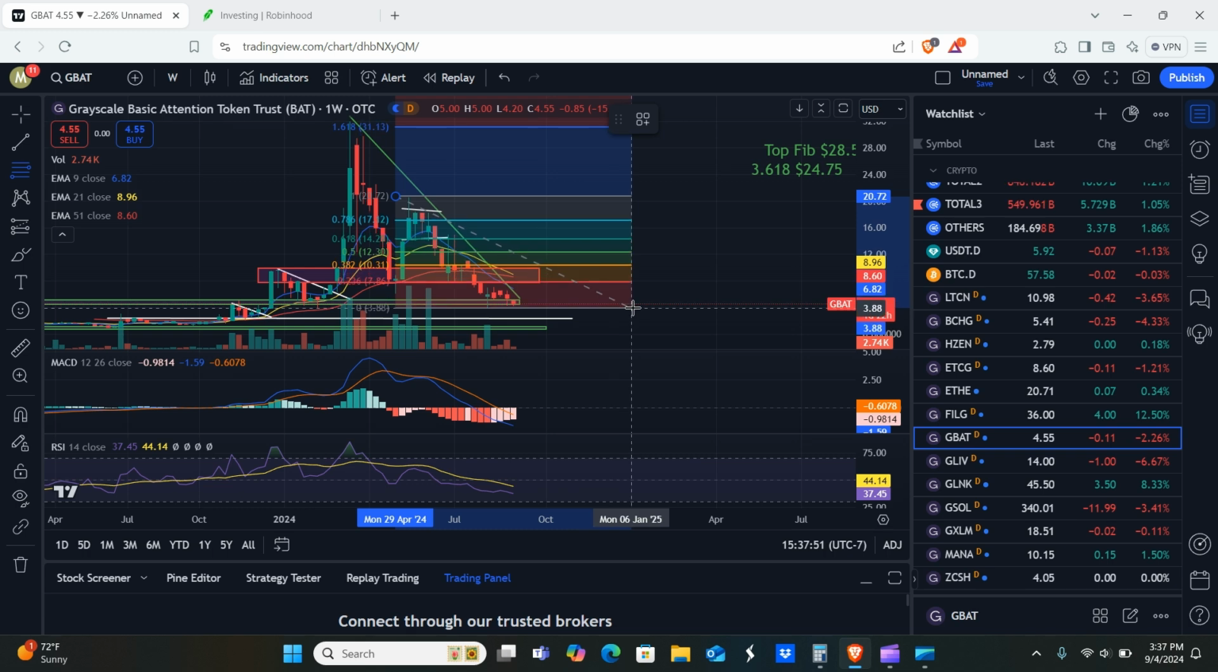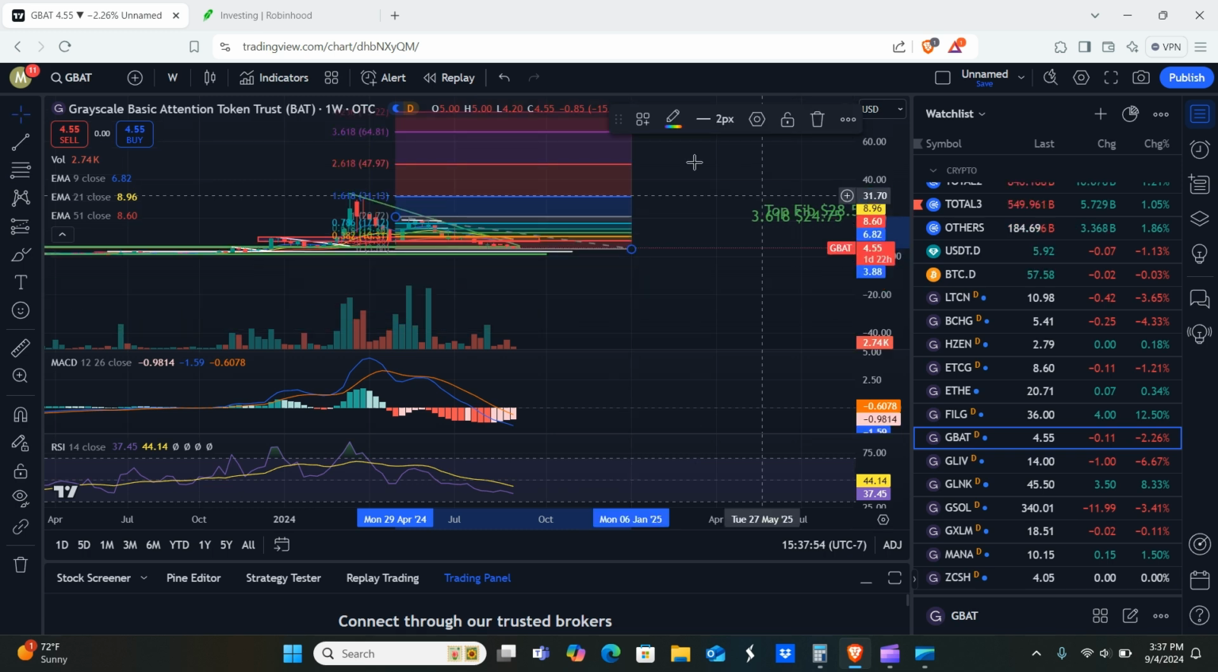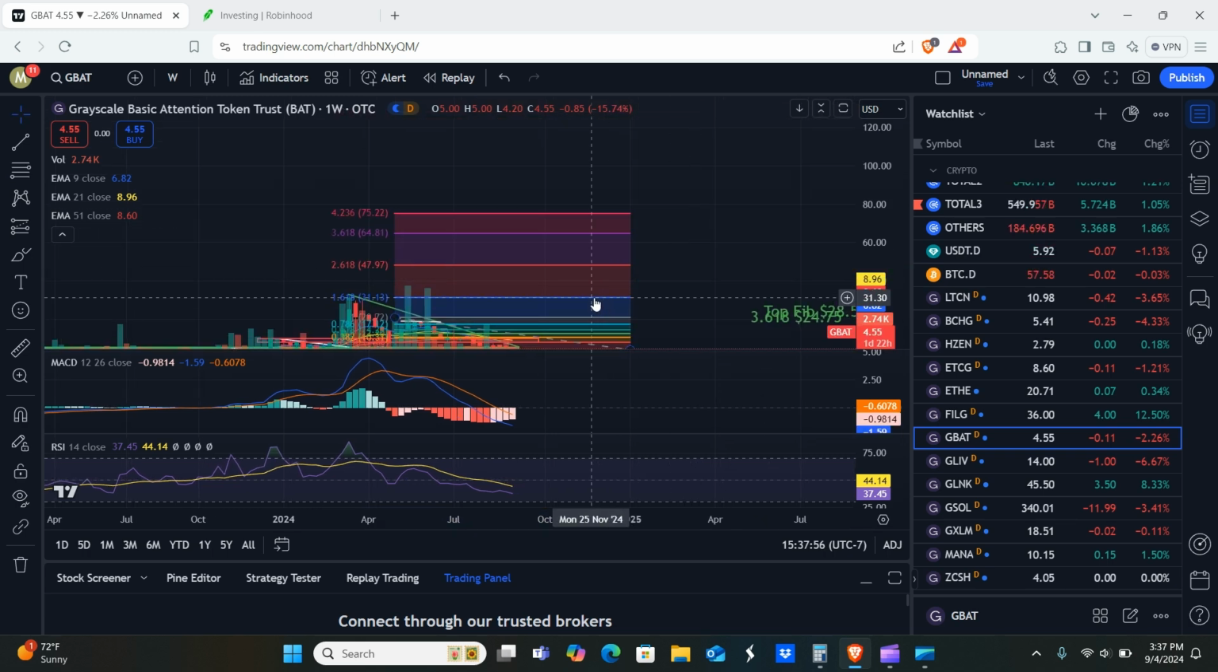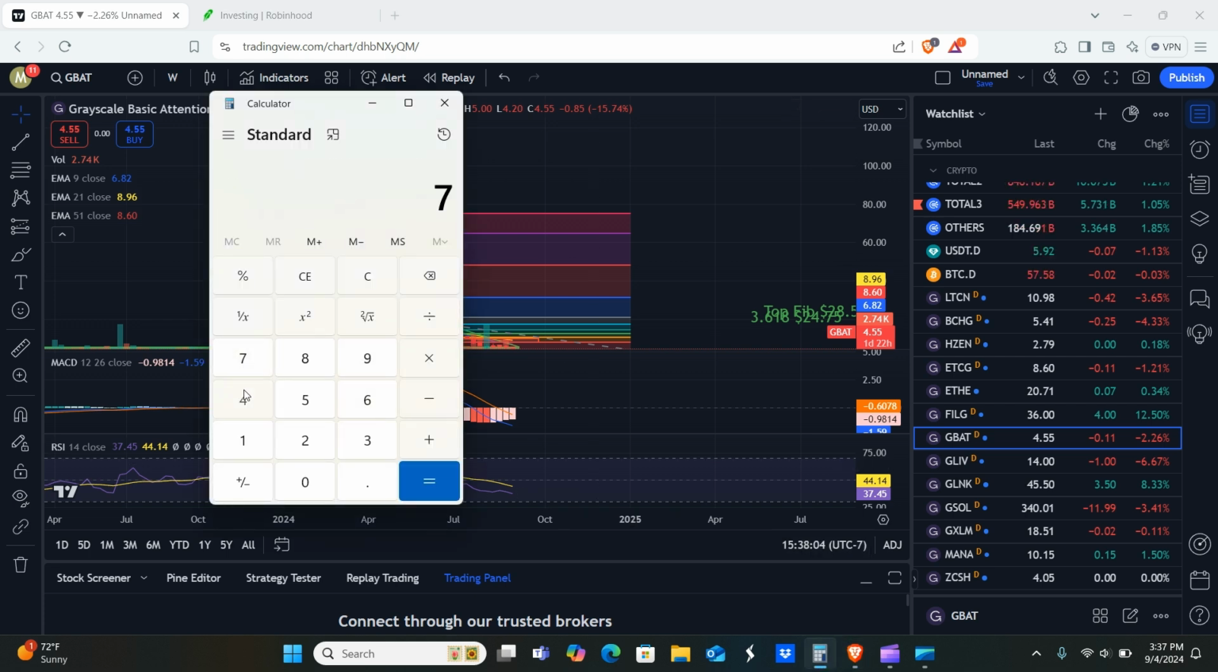So GBAT local retracement here. We're looking at roughly about 31, 47, 64 and 74 respectively. So 74 divided by 4.50, and I do think, and yes, I will be honest with y'all, I do think this is absolutely possible. I don't see any reason why the underlying token, basic attention token, couldn't do this as well. So 33,000 here.